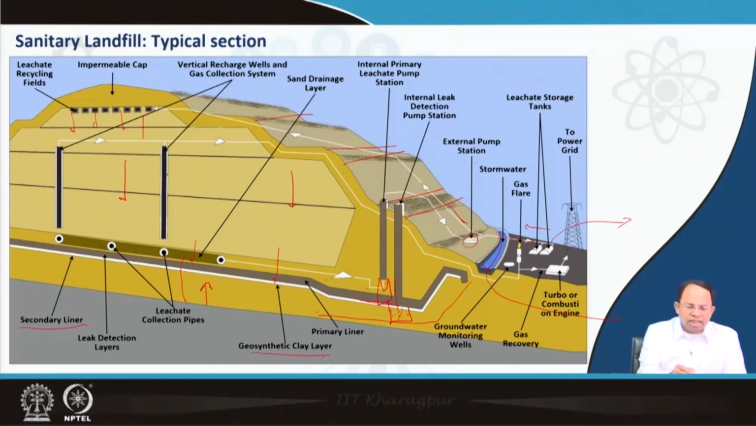In addition to that, we can see these vertical pipes or wells, you can say. These are filled again with gravel and other material, with pipes inside. These pipes are for gas collection. All the gas that is generated moves into these gas collection wells, and from there we can pump the gas out. This gas can be burned, or we can also use it to generate electricity as well. So this is more or less the typical section of the landfill.